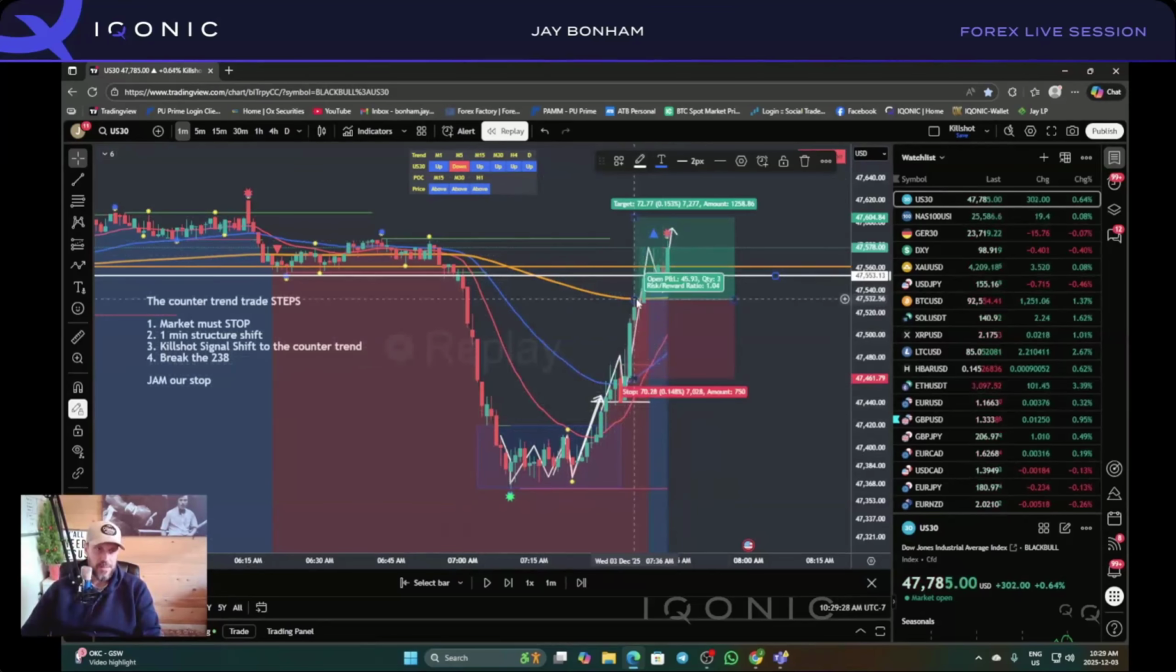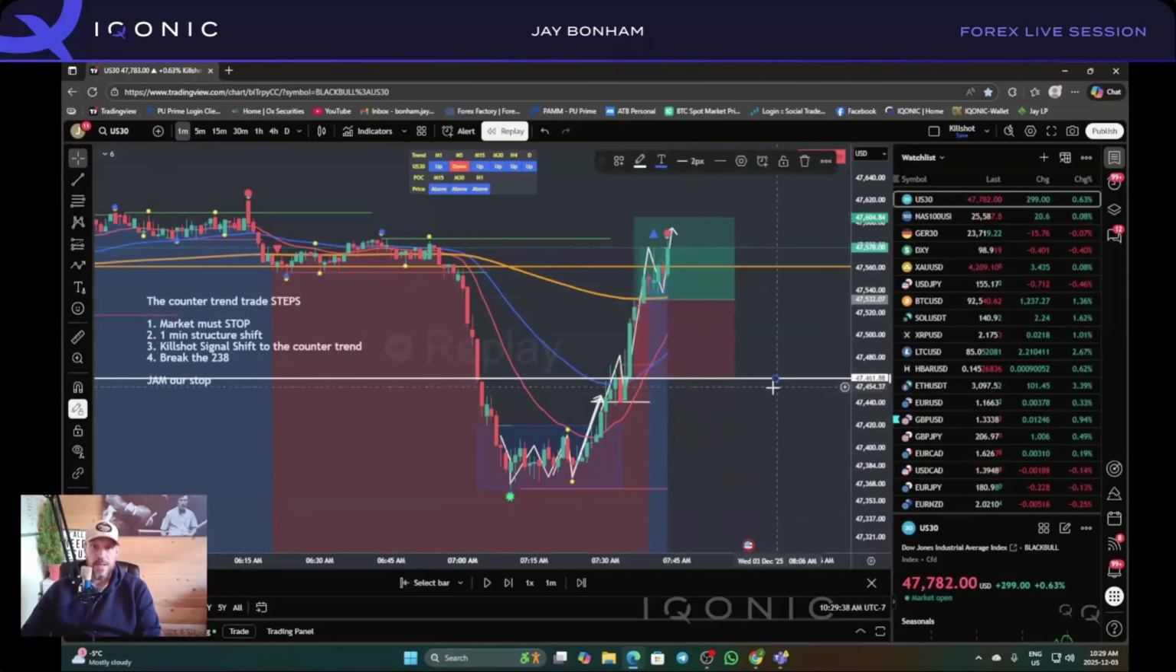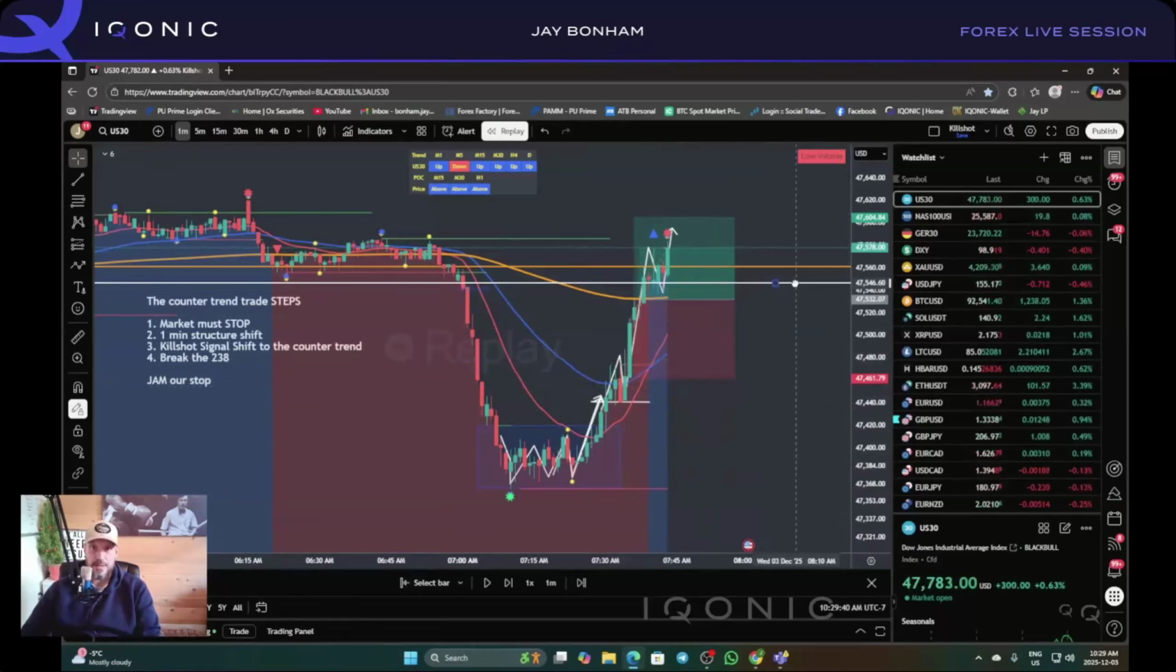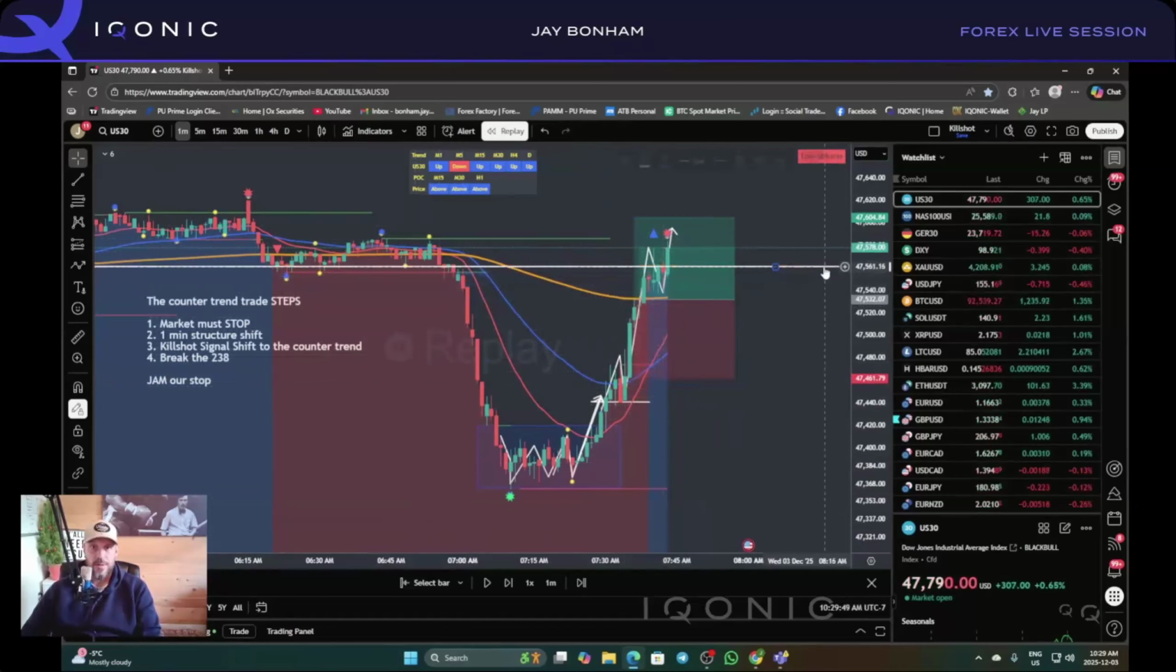Then it would have broke this, right? Then we want it to break the 238, and then we want to get our stop loss in profit. Okay? That means we take our stop loss from here and we jam it. We put it into profit, whether that's taking an extra 5, 10, 20, 30, whatever that is, whatever we're comfortable with, whatever we wanted to hold.